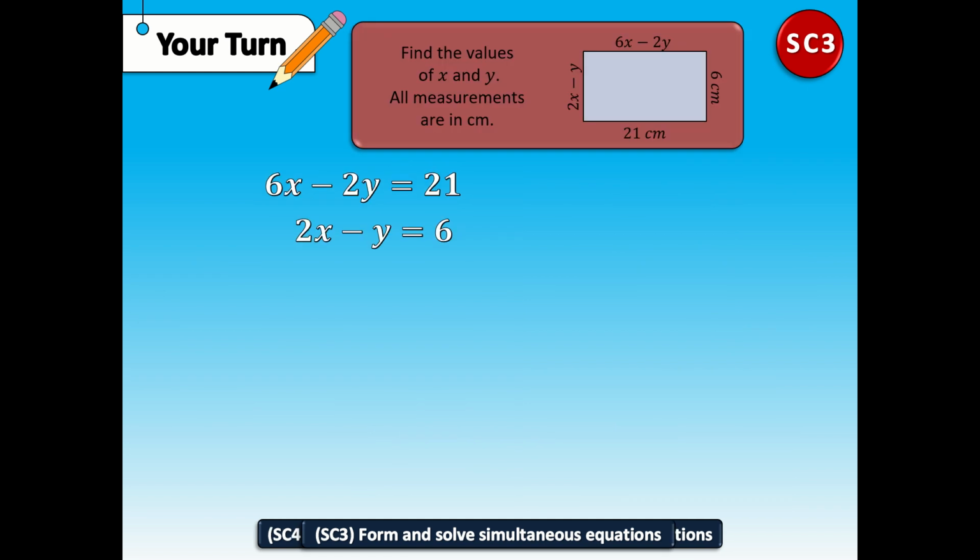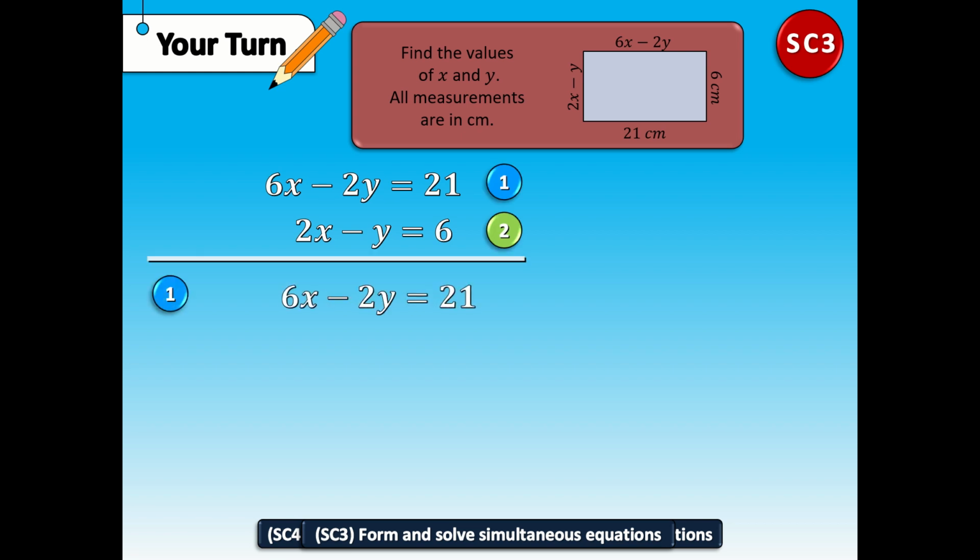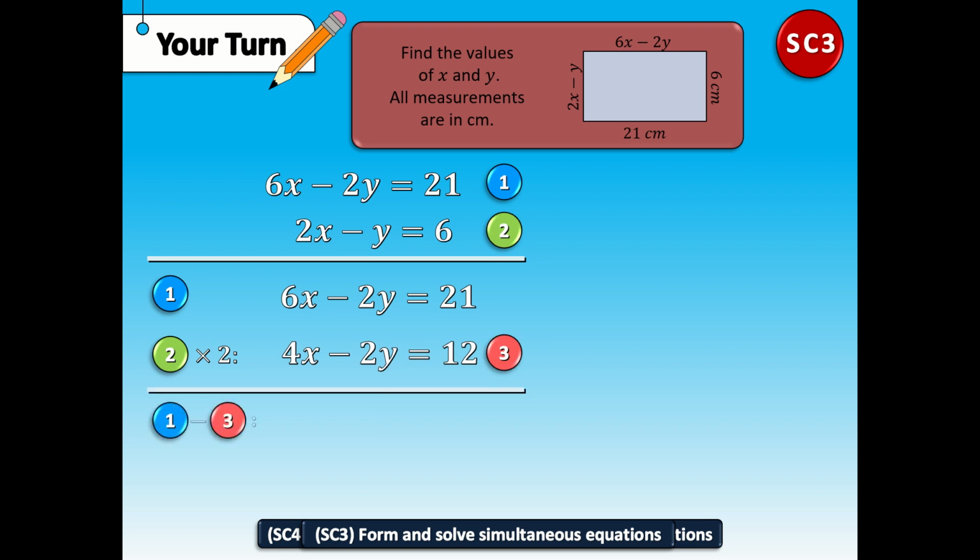Finally, the third question. So the values of x and y and all measures are in centimeters. So for this question, we know that the two sides that are opposite each other must be equal to each other. So we can say that 6x minus 2y equals 21 and 2x minus y must equal 6. I can leave the first equation as it is, but times the second equation by 2 and then take them away from each other.